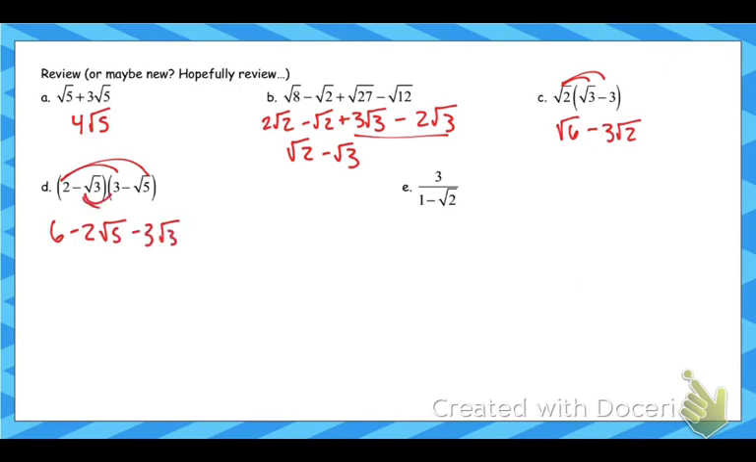-3 root 3. Plus the 3 and the 5 can get multiplied together and stay on the inside. At this point, you can't combine it together any farther, so you would leave it.